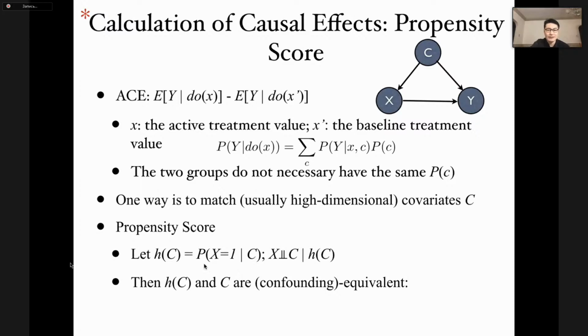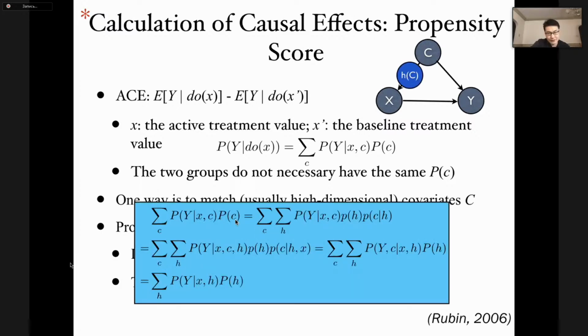Since C is a random variable, this is a random variable. However, this random variable is just a single random variable. It's not a random vector. Because of this property, which says x is independent of C given the propensity score, we have the following result. So this causal effect right here can be rewritten in terms of H, the propensity score. Propensity score is just a single random variable. C can be a high-dimensional vector. That's why this is easier to calculate in most cases, and that's why in many cases we really benefit from the propensity score. Remember, propensity score is a function of C, and it's a random variable, but it's simple.